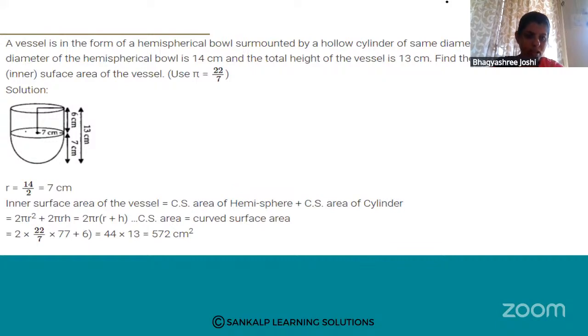Next. A vessel is in the form of a hemispherical bowl surmounted by a hollow cylinder of same diameter. Then the diameter of the hemispherical bowl is 14 centimeter and the total height of the vessel is 13 centimeter. Find the total surface area of the vessel. So total surface area of the vessel we want.